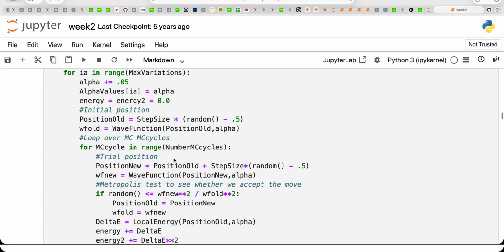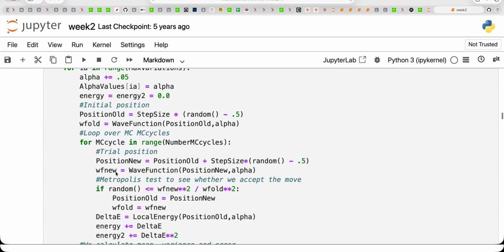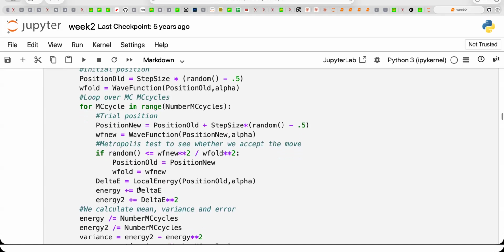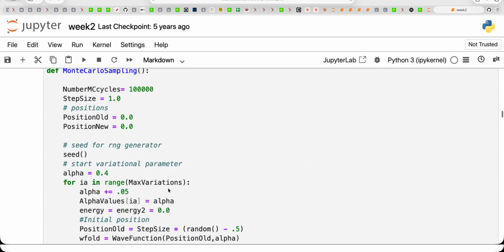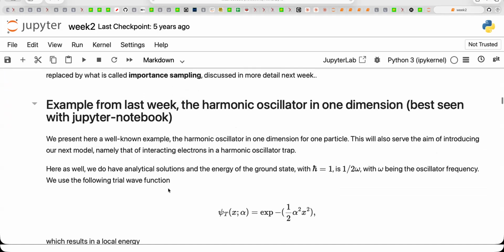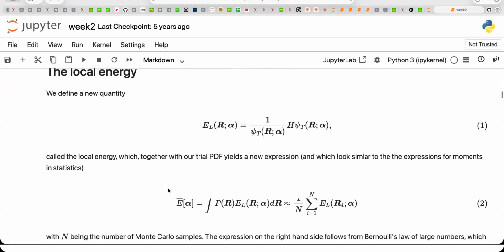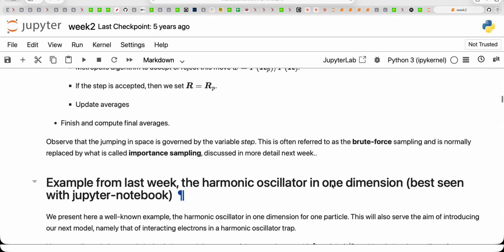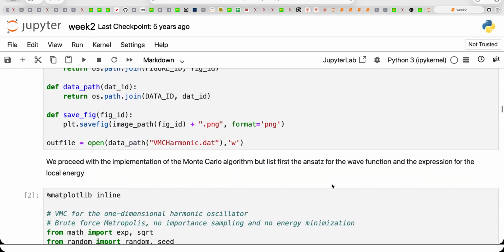And then the Monte Carlo cycle, so this is the Monte Carlo algorithm. We suggest a new position, old position plus the new step size. We calculate a new wave function, and this is the Metropolis test which we're going to derive today. With a new position, we calculate then the new contribution to the local energy, which is actually, if you go up a little bit, this contribution here. This is one of the many ones which you're going to sample. And then you keep adding these.